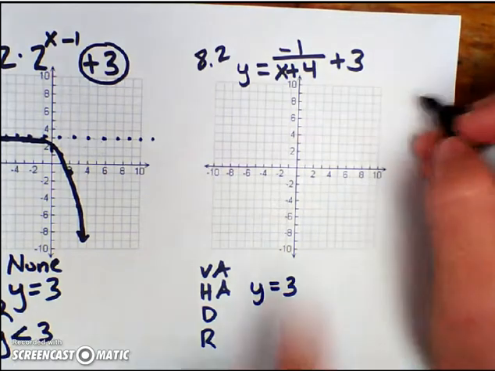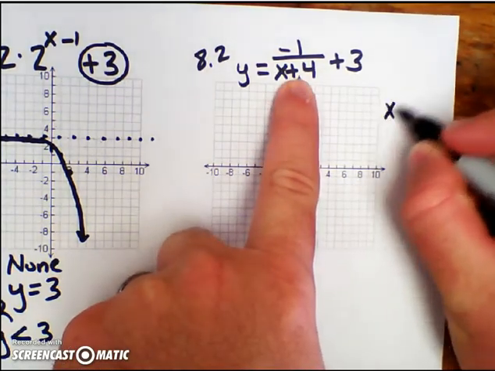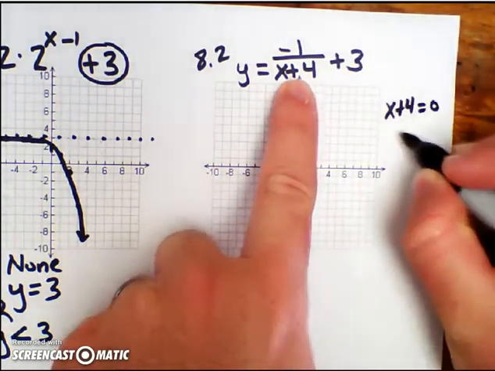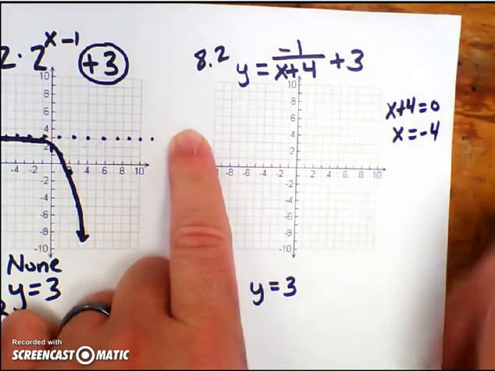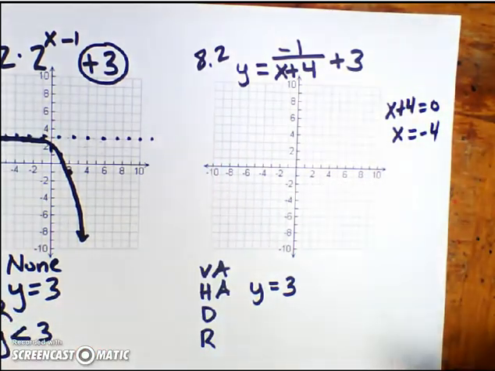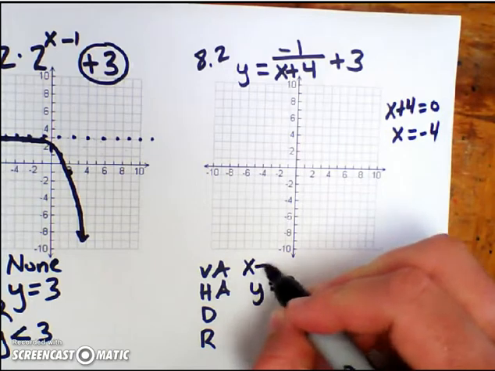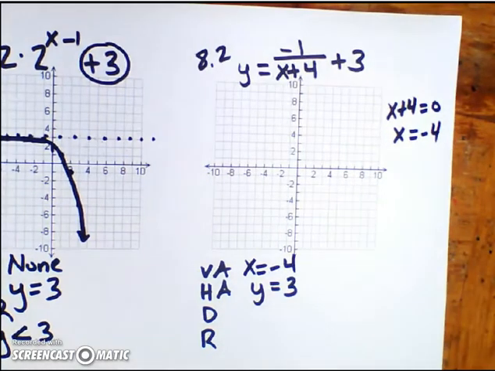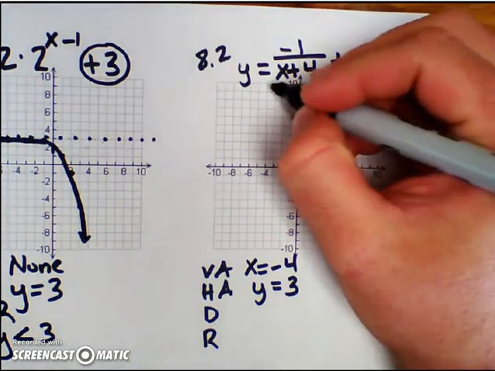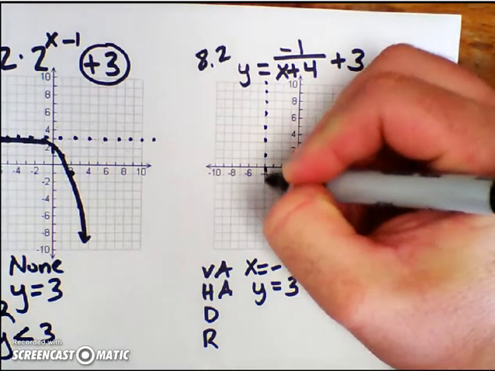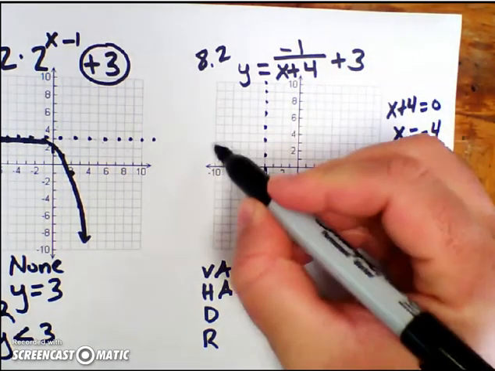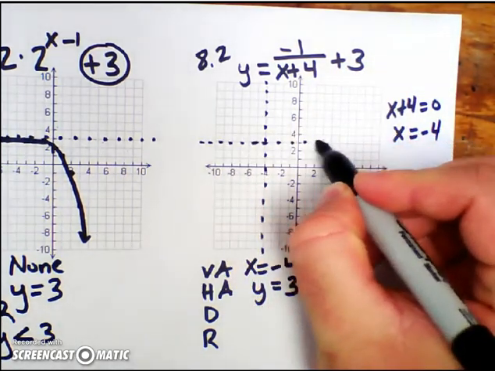Your vertical asymptote will always come from setting the denominator equal to 0 and solving, which you can usually do fairly easily. So my vertical asymptote is x equals negative 4. Once you get those two things, you want to draw your dotted lines. That way you have a guideline. So x equals negative 4 is this dotted line here. Y equals 3 is this dotted line right there.